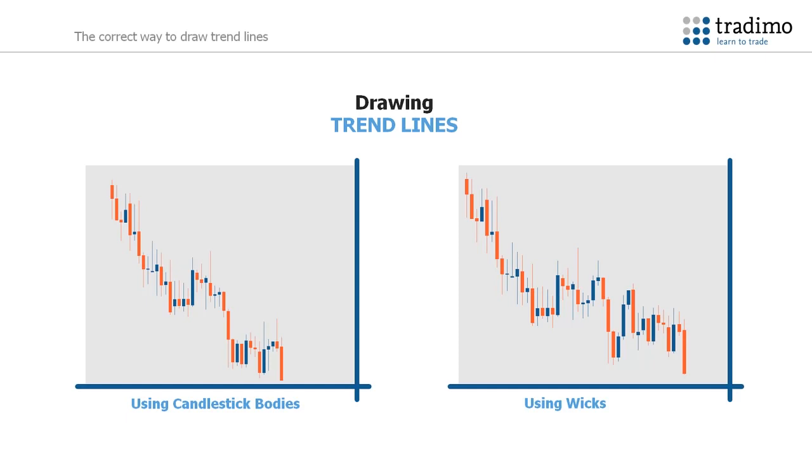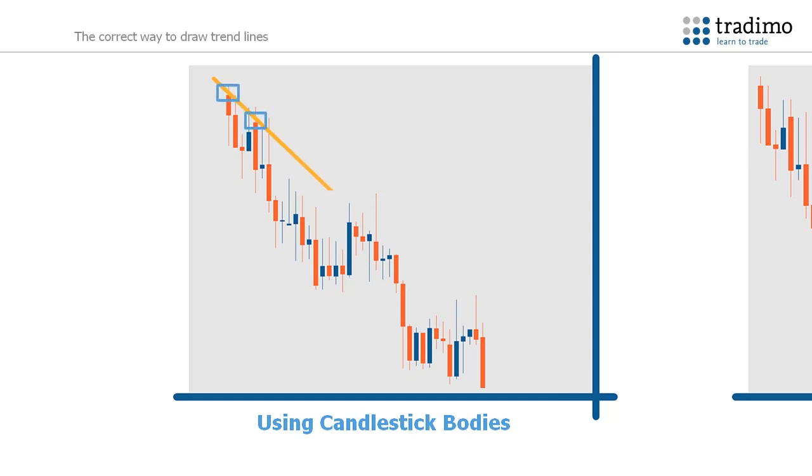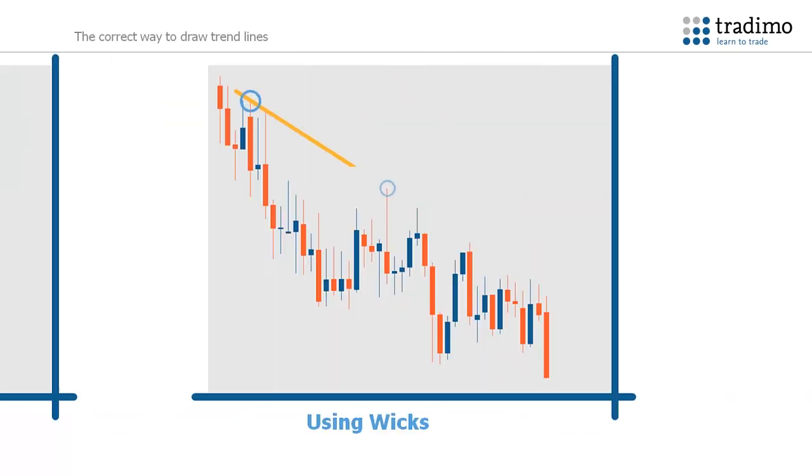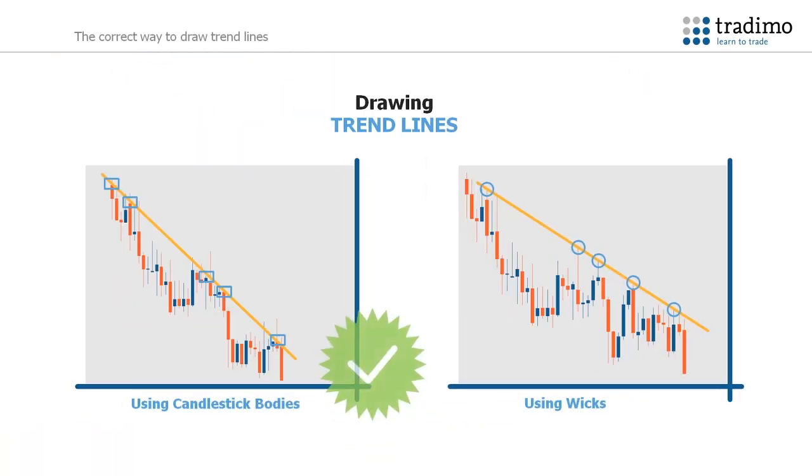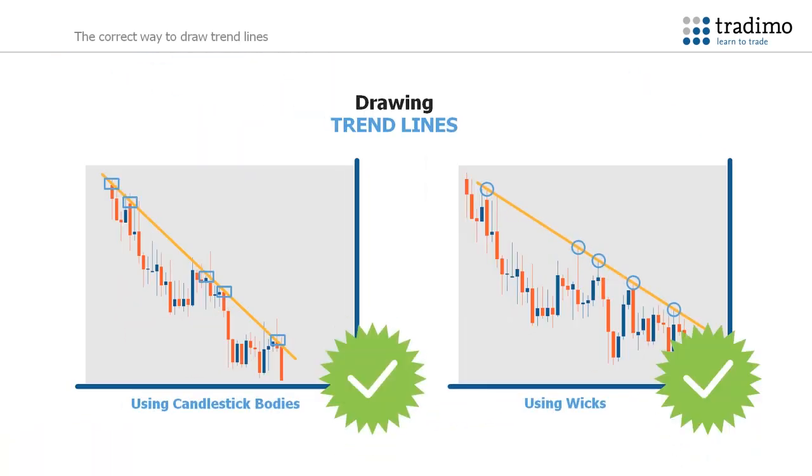Furthermore, just as with the support and resistance lines, you can choose whether you use the bodies of the candles or their wicks as the basis of trend lines. There is no right or wrong, it just depends on what works best for you.